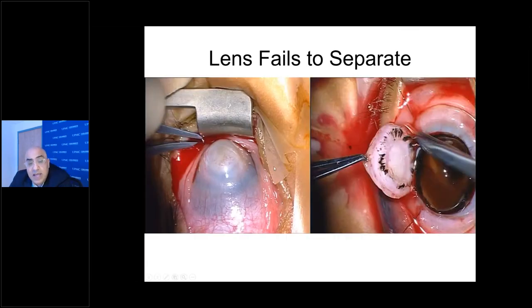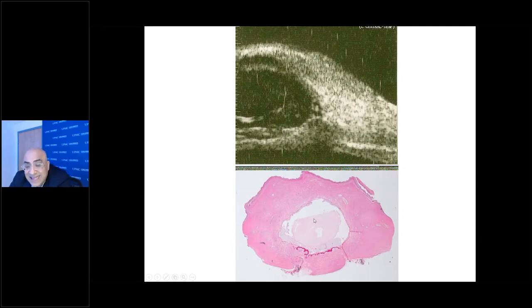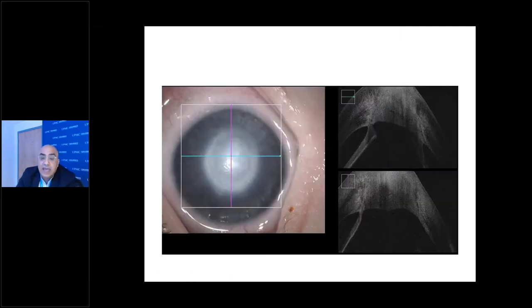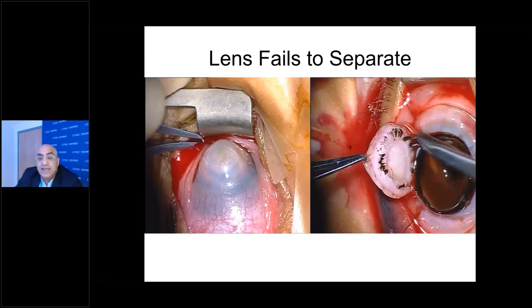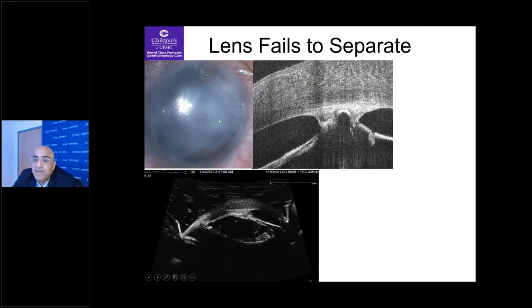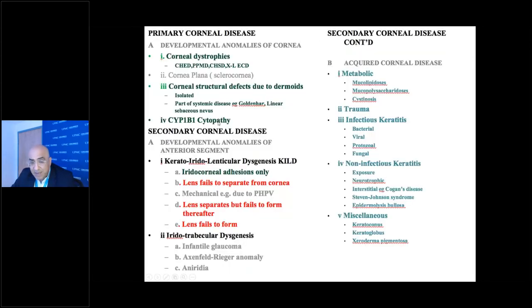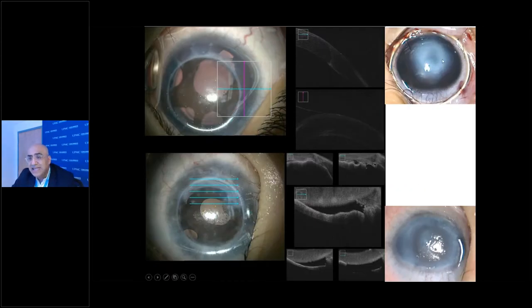Here's another child. The clue here is that there are lots of blood vessels everywhere. And when I removed this cornea, I was very surprised to find that the lens had never separated from the cornea during development. I hope you can see that it's quite a fallacy to say that this condition where the lens never separated is the same kind of animal as this condition where only the iris was attached.